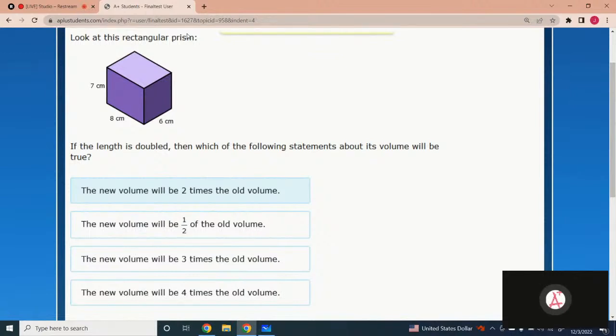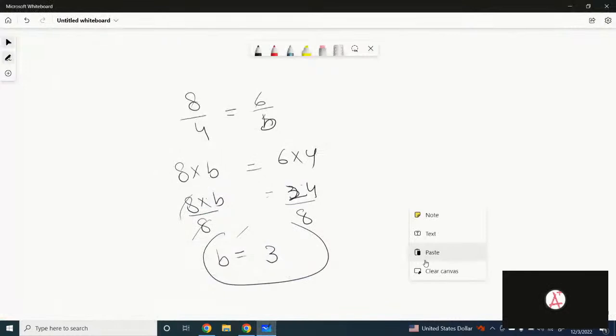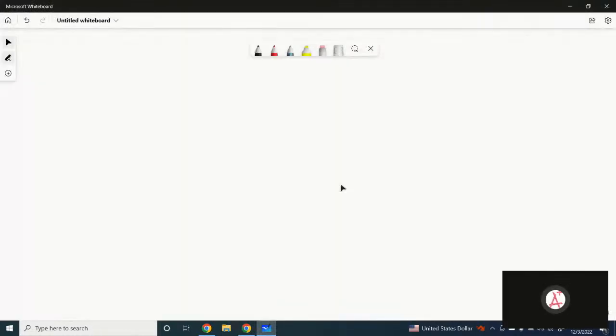If the length is doubled, then what would be the volume of the rectangular prism? Got it? So how do we find the volume of the rectangular prism? The volume of the rectangular prism is length times width times height.